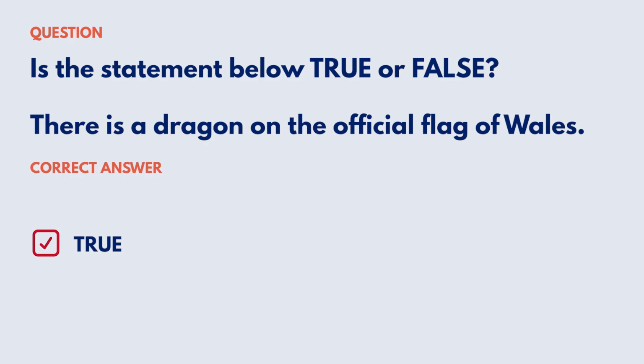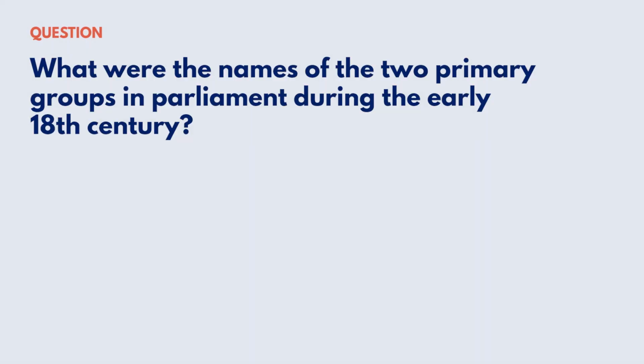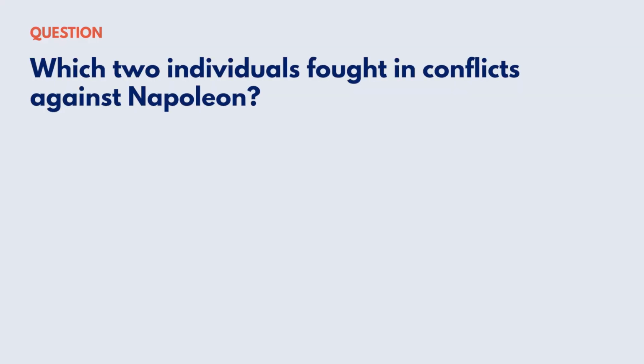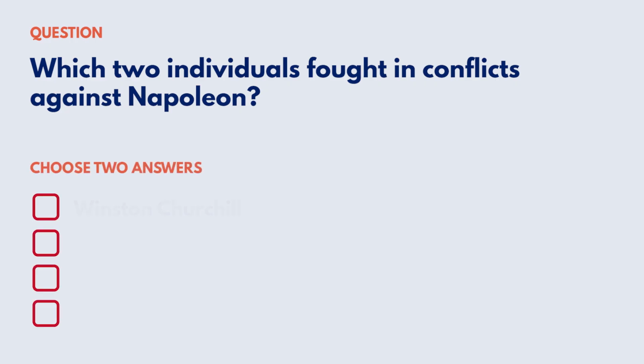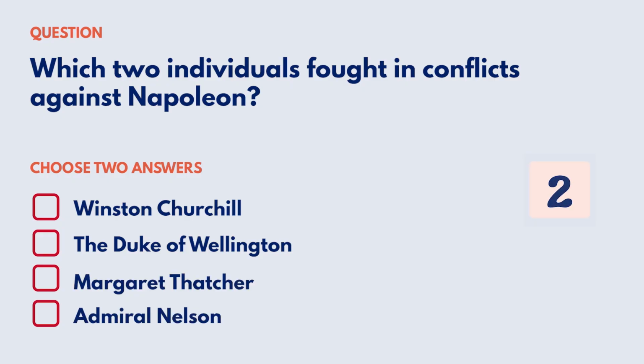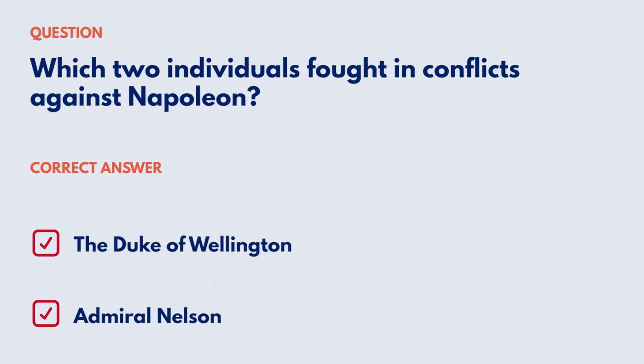Correct answer, true. The next question is, what were the names of the two primary groups in Parliament during the early 18th century? Whigs, Labour, Tories, Nationalists. Correct answer, Whigs, Tories. The next question is, which two individuals fought in conflicts against Napoleon? Winston Churchill, the Duke of Wellington, Margaret Thatcher, Admiral Nelson. Correct answer, the Duke of Wellington, Admiral Nelson.